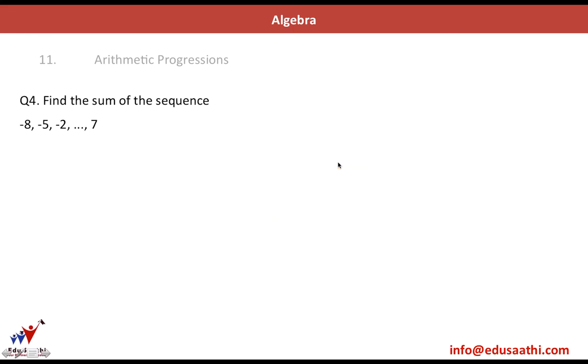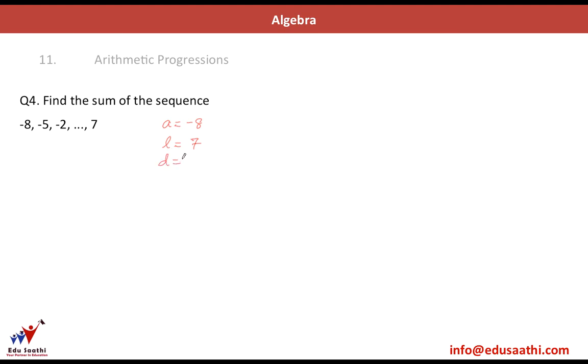Let's look at another question. The question is to find the sum of the sequence. So you have to find the sum of this sequence. Now to find the sum of the sequence, I need to understand the first thing: what is the first term, what is the last term, and what is the common difference?